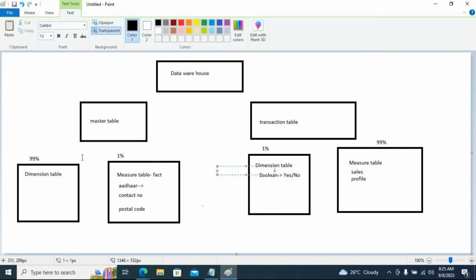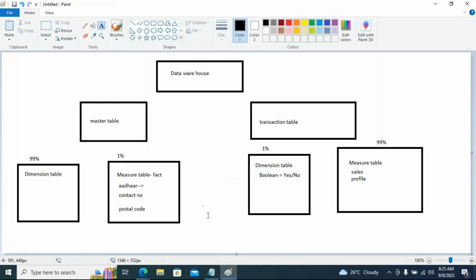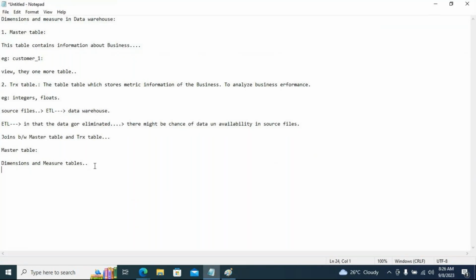Just like 99% of cases where dimension tables are master tables, it's not permanent for all cases. There is a 1% case where a few details, defined with integer data types as measures, will be part of master tables. This is just an example I gave of how a data warehouse is designed. In real time, a lot of IDs and numbers get generated, and those will be part of a master table or a transaction table.